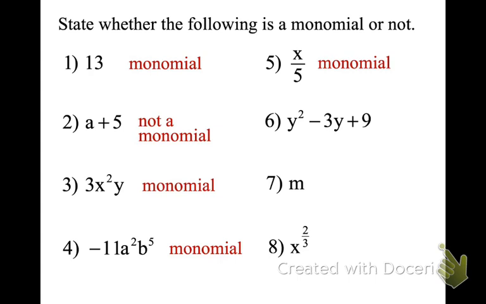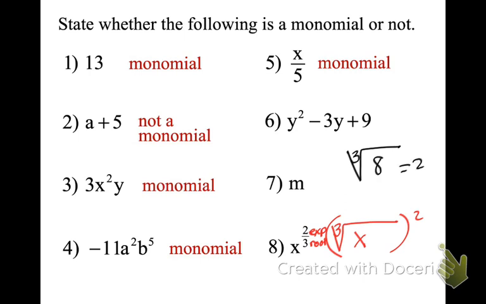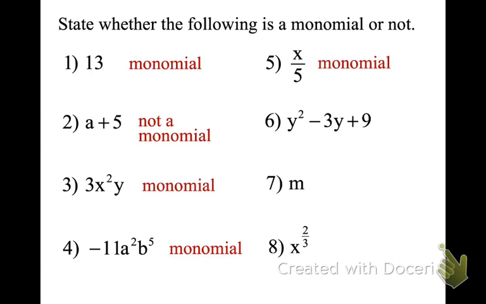It's actually not a monomial because the exponent has to be a whole number. This really means, and we will get into this later, the cube root. This is the exponent, and it means the whole thing is squared. A cube root is like 8: the cube root of 8 is 2 because 2 times 2 times 2 is 8. So what times itself 3 times equals x? So it is not, because you have to have a whole number exponent in order to be a monomial.